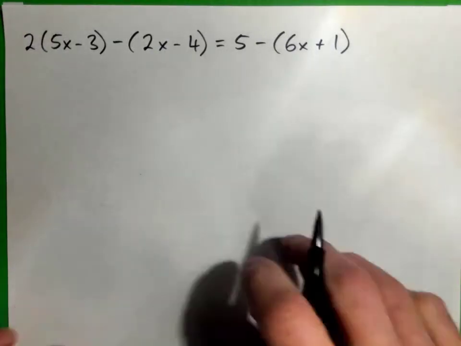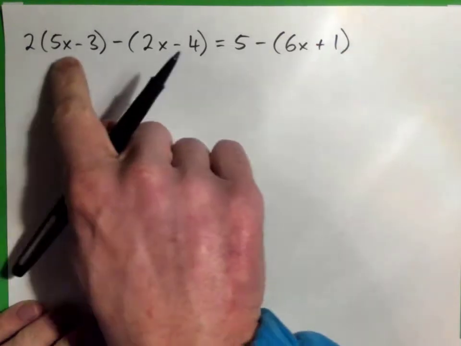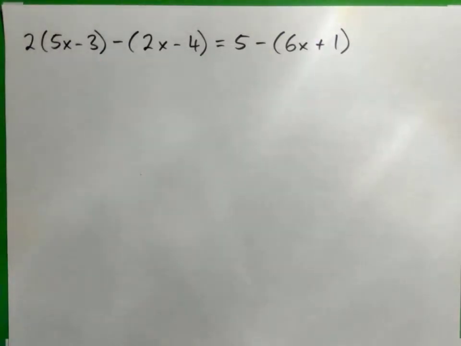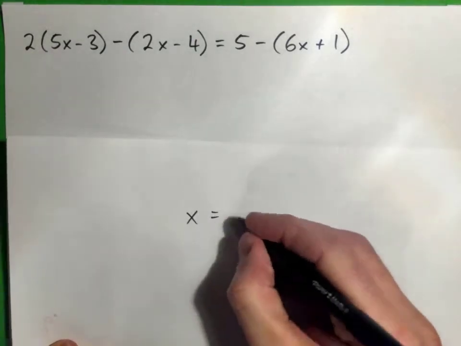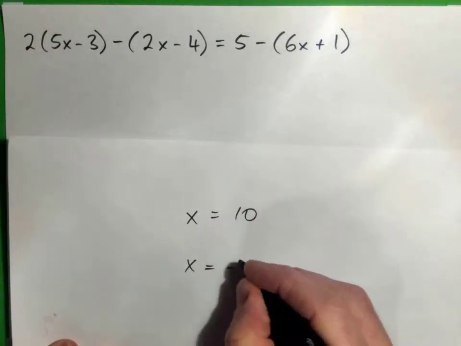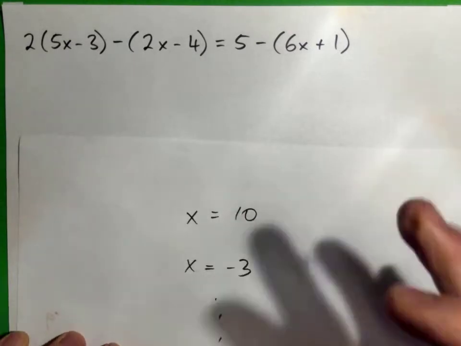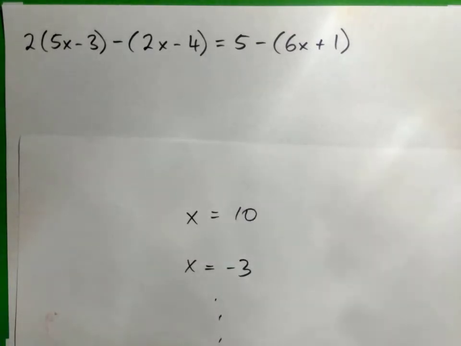Alrighty, so we've got an equation. It just has x in it. And so what we want to do is solve for x. So at the end of this, we'll hopefully get x equals 10 or x equals negative 3 or something like that. And so the idea with these is to get x all by itself.